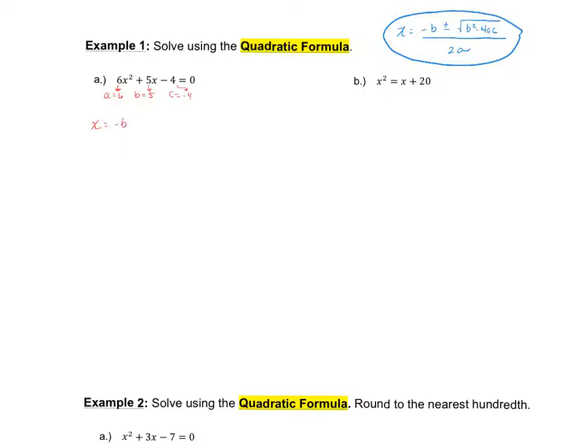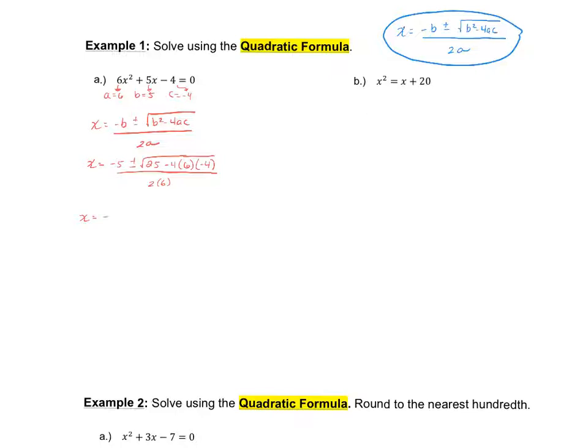So if I start with negative b plus or minus the square root of b squared minus 4ac all over 2a, then negative b is going to be negative 5 plus or minus the square root of b squared, which is 5 squared, which is 25, minus 4 times a, which is 6, times c, which is negative 4. All over 2a, 2 times 6.